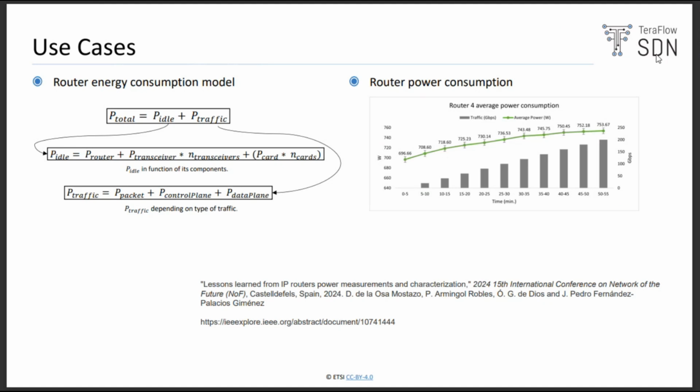So we don't only want to know how much the router is consuming, but also how it is consuming. So is it consuming more in the chassis, in the boards, depending on the traffic. So we created a formula with the data that we tried to learn about it, and then created this formula, divided into the idle power and the traffic power, and we have a paper about all of this.